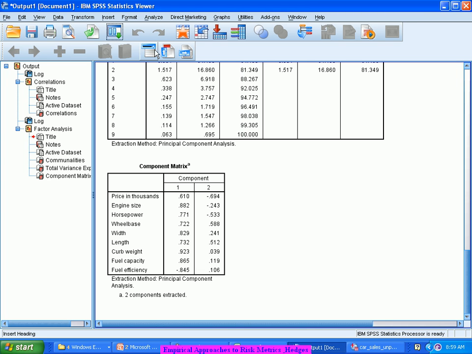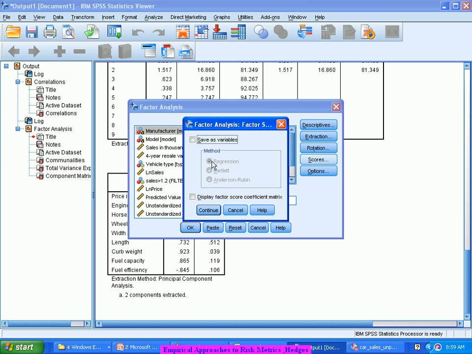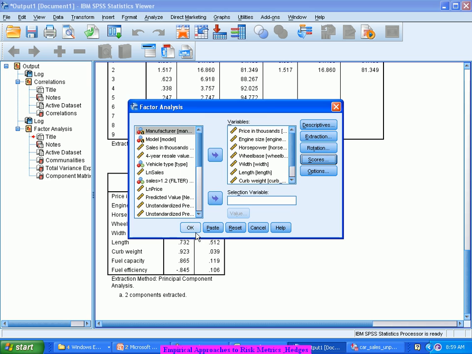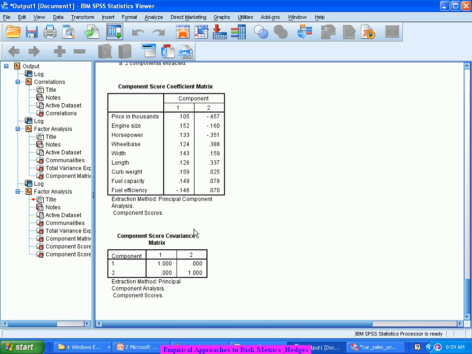If I am looking at the interdependence between these two components, I think I did not save those things. Let me just do that. Okay. It is forming two components. You see the interdependence now, the correlation between the two components that got formed. Between 1 and 2, the correlation is 0, which means now these two independent variables are really independent.